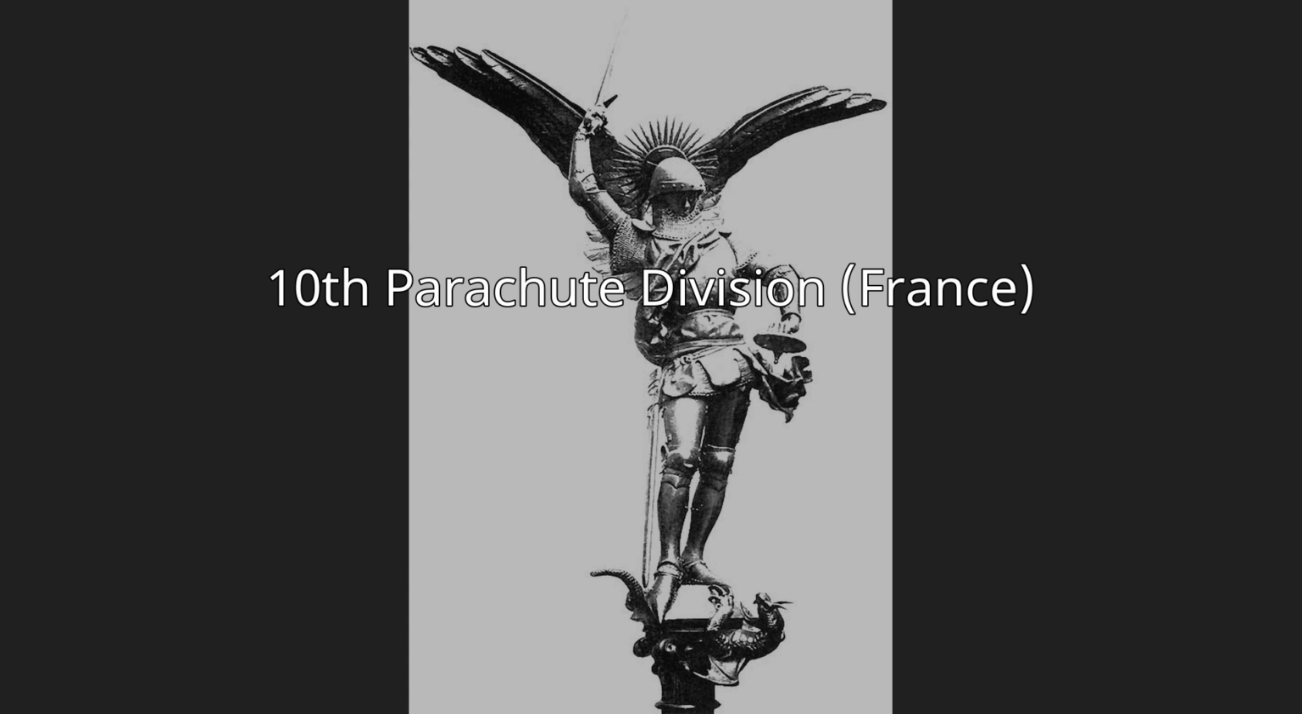10th Parachute Division, France. The 10th Parachute Division, French: 10e Division Parachutiste, 10e DP, was a formation of the French Army, part of the French Airborne Units. It consisted predominantly of infantry troops and specialized in airborne combat and air assault. Established in 1956, it fought primarily in the Suez Crisis and the Algerian War. It was dissolved immediately after the Algiers Putsch of 1961.